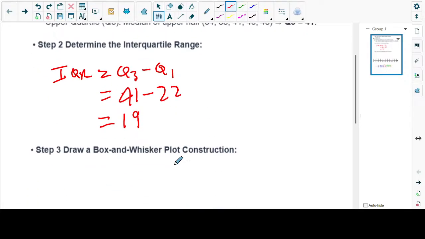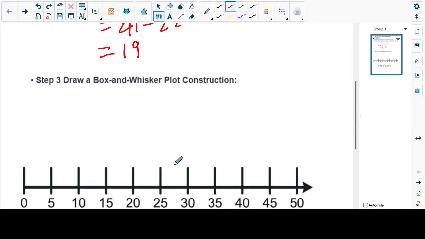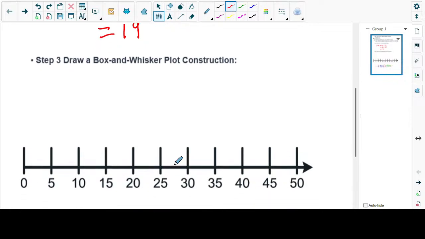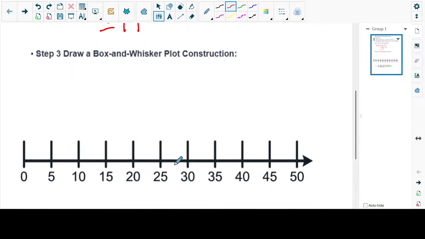So we continue to drawing the box and whisker plot construction. Now, how do learners draw a box and whisker? We're going to start with the box. What is this box thing? The box is the quartiles, Q1, Q2, and Q3. So it's a box, you hear me?